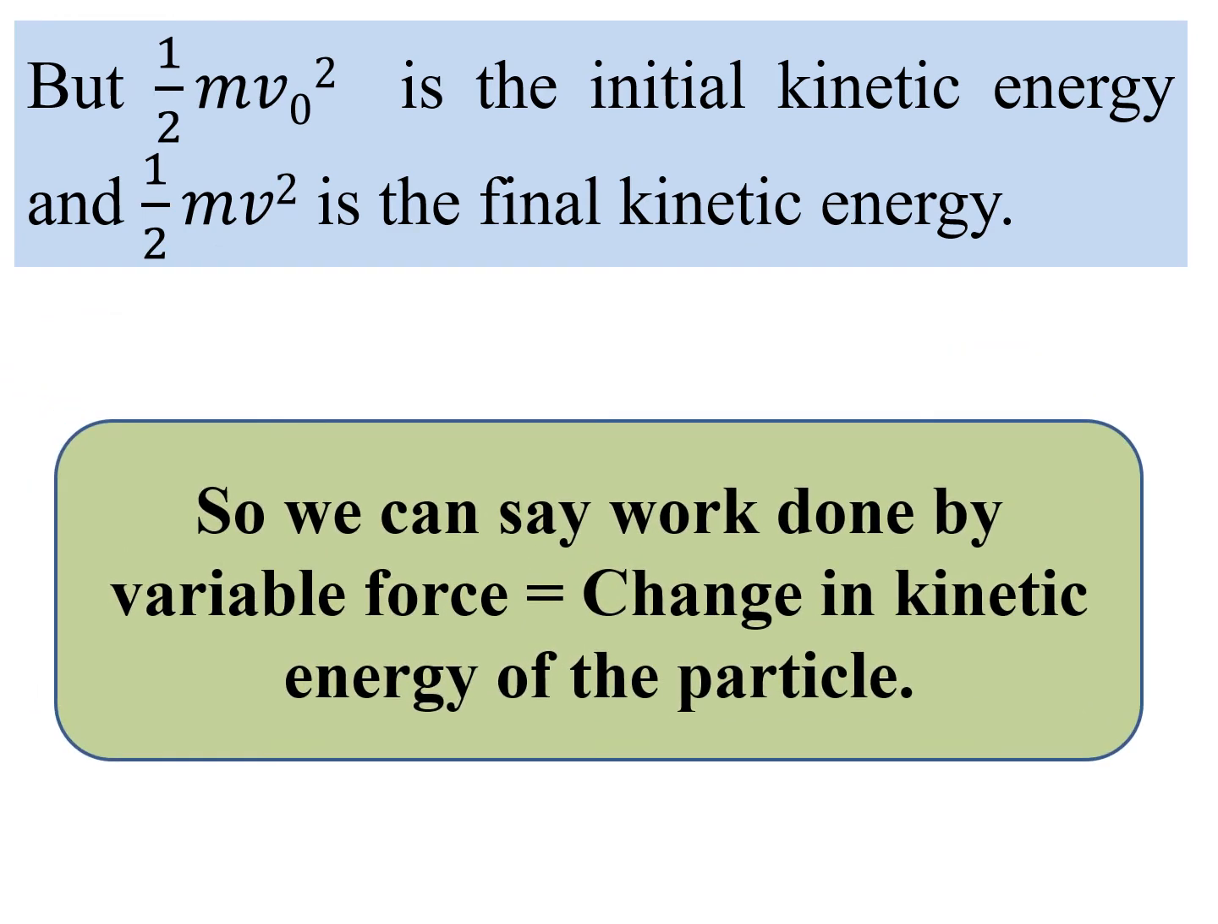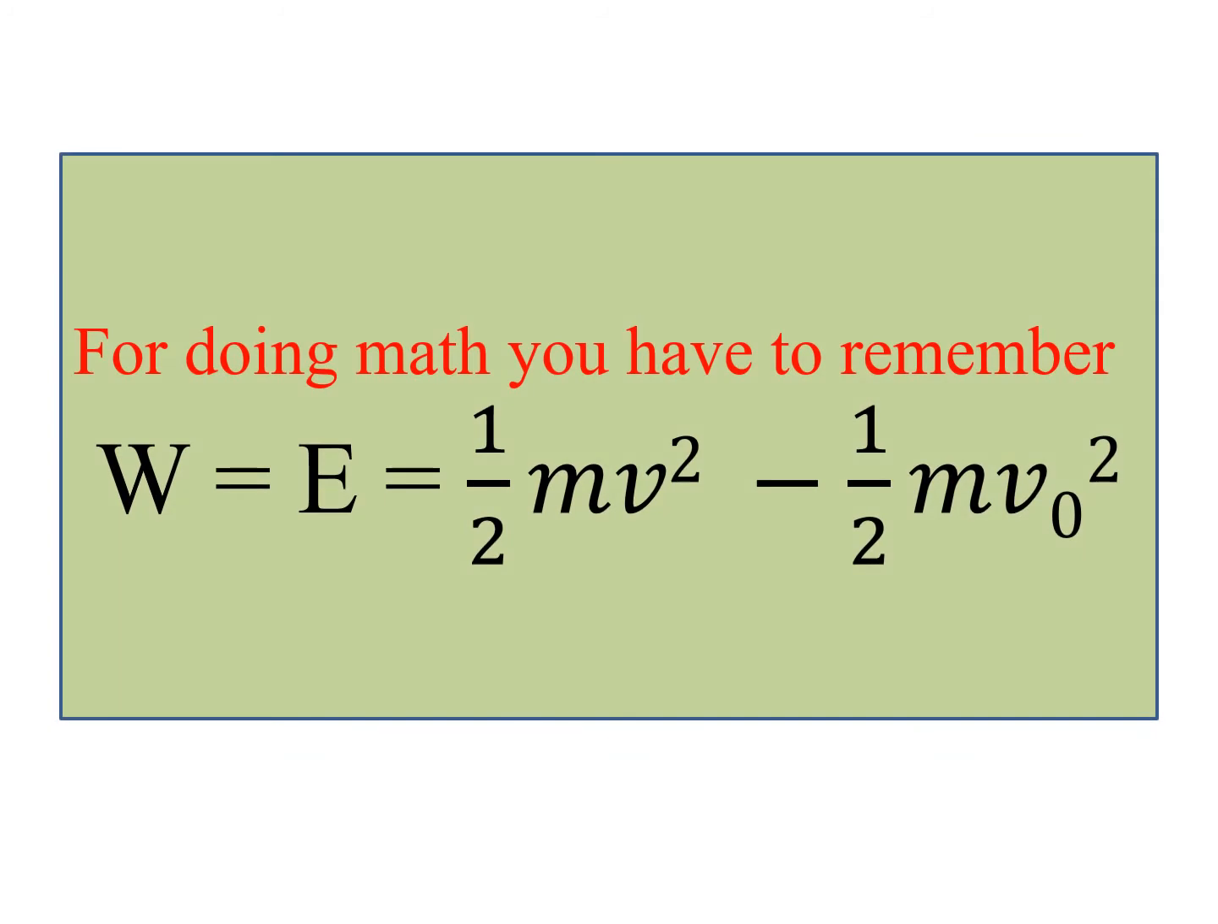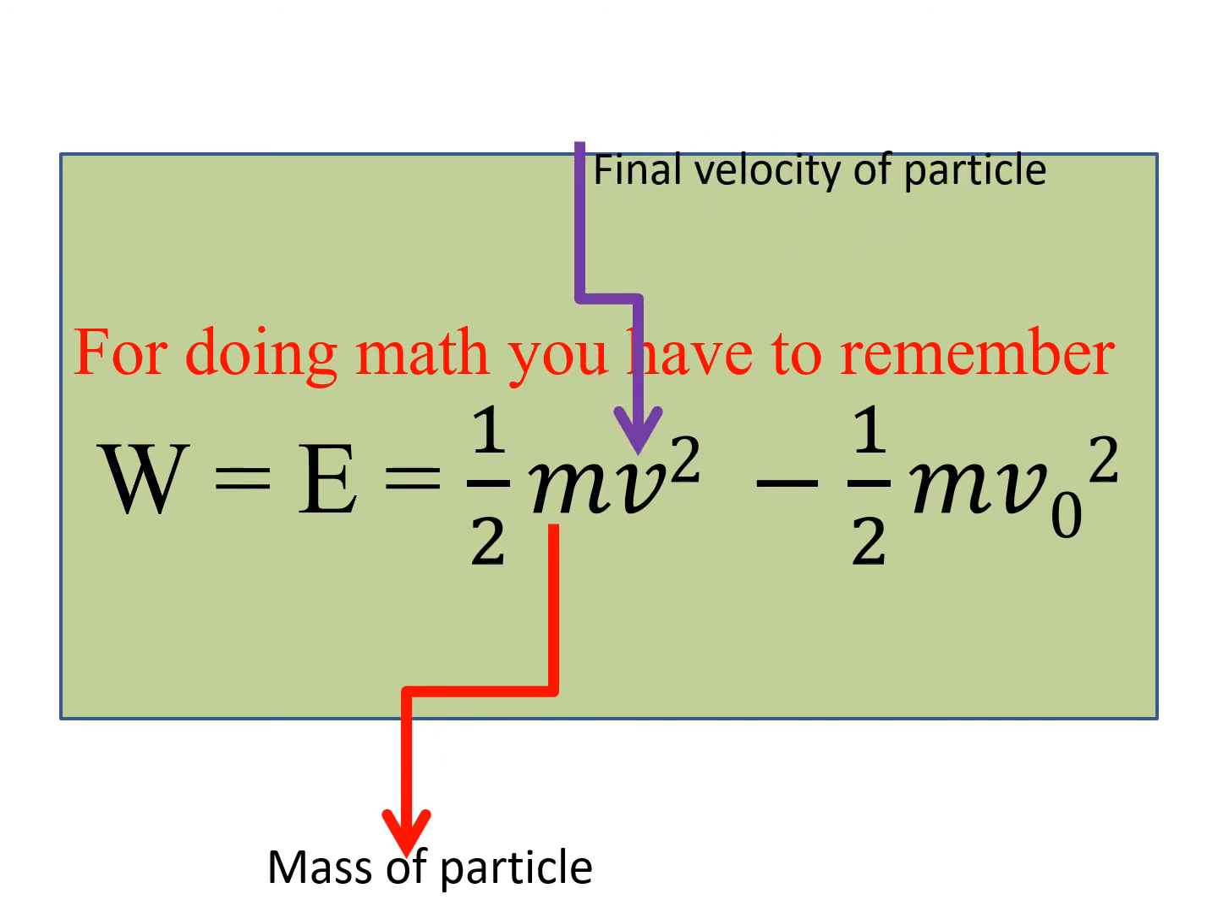We can conclude work done by variable force equal to change in the kinetic energy of the particle. Okay, this is our required conclusion. Now, dear students, if you are not interested to know details about deduction, you just remember this formula: W equal to half mv square minus half m v naught square. Okay, m is mass of the particle, v is the final velocity of the particle, and v naught is the initial velocity of the particle. If you remember this formula, you can solve a lot of numerical problems. Okay.